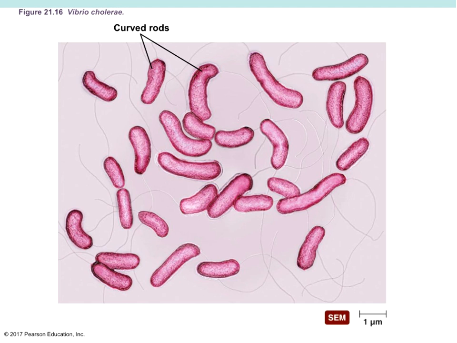So Vibrios, a characteristic of them, they have these really cool curved rods that we see there in the back. They are gram-negative, and they act, like I said, like those other enterics, E. coli and Salmonella, and they also have that O polysaccharide antigen.